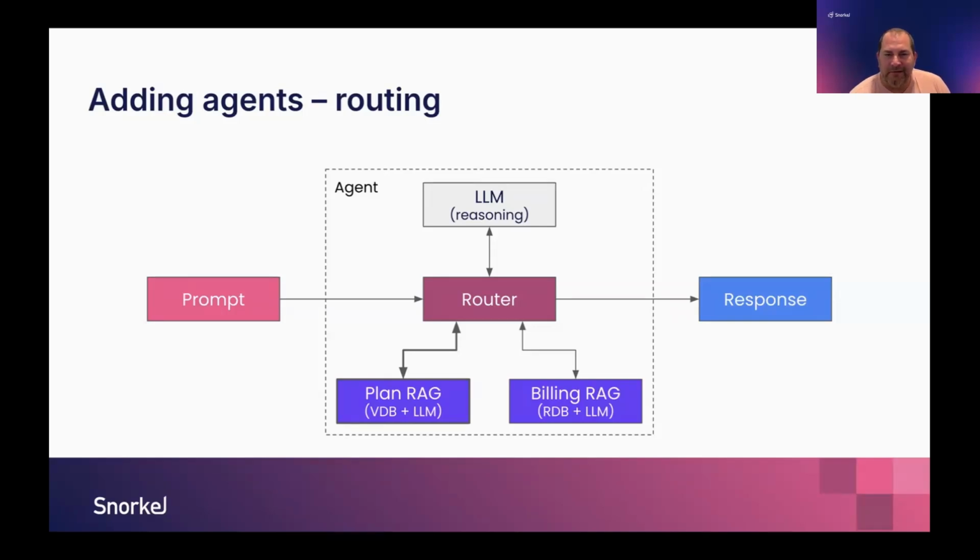That router can use an LLM and say, okay, based on this prompt, which one of these RAG pipelines is best suited to answering it? So it might route it to a billing one, or if I just wanted to know whether a certain service is covered, it might route it to the plan one. And then it receives that response, and of course, it passes it along.